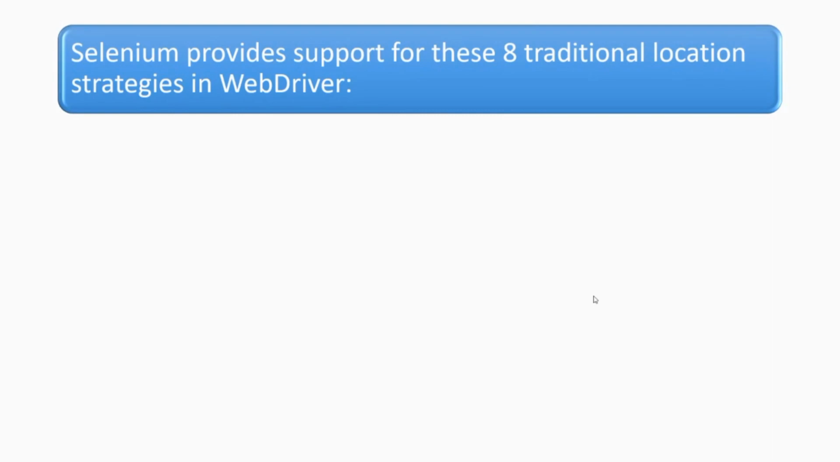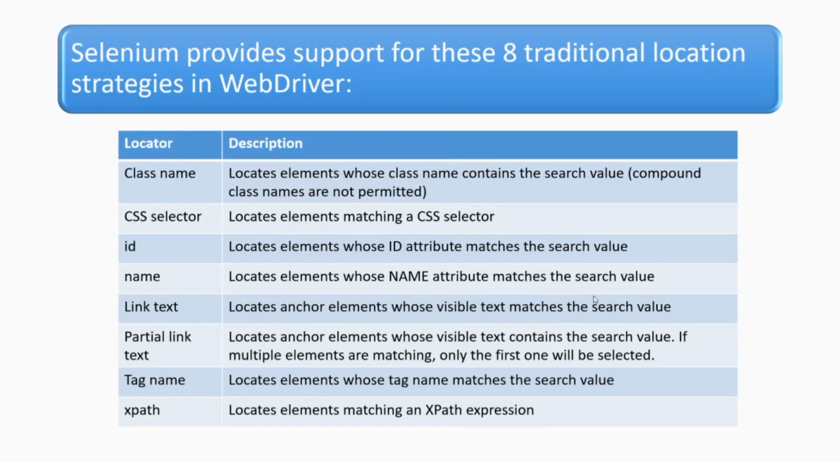Selenium provides support for these 8 traditional location strategies in WebDriver. Class name locates elements whose class name contains the search value. Compound class names are not permitted. CSS selector locates elements matching a CSS selector. Id locates elements whose ID attribute matches the search value. Name locates elements whose name attribute matches the search value.